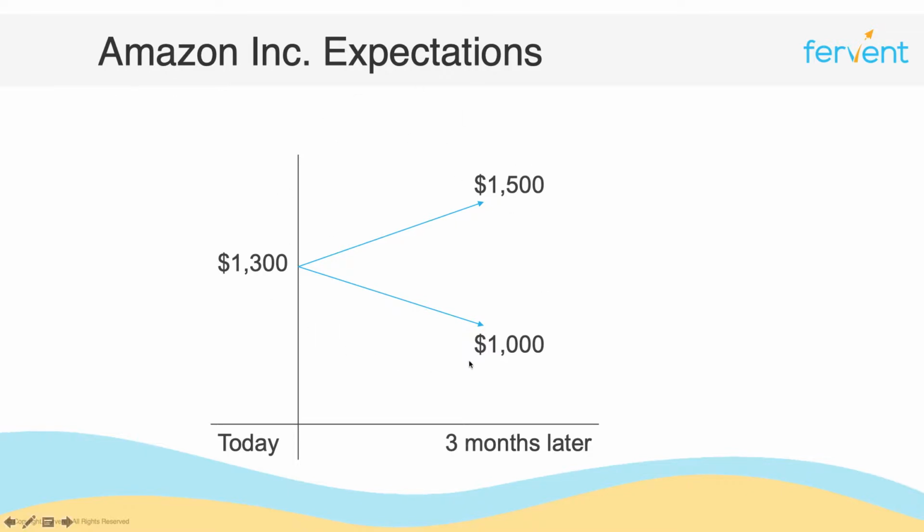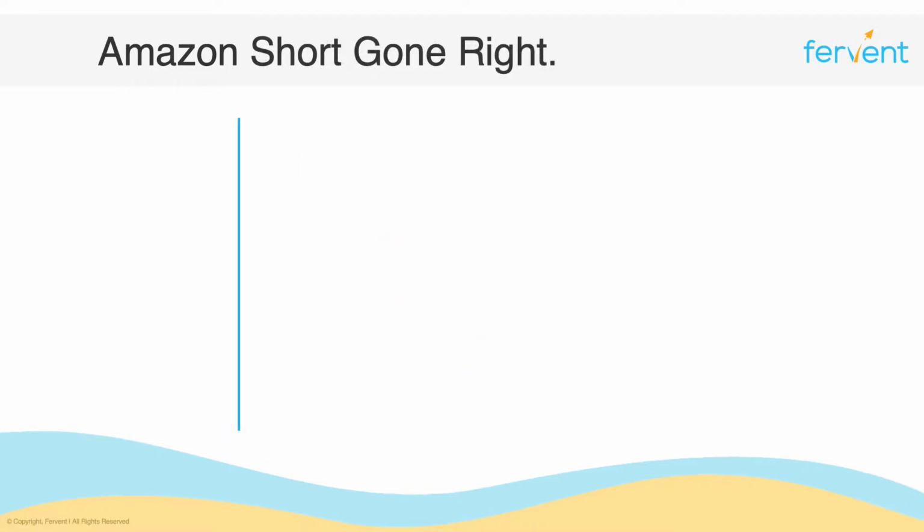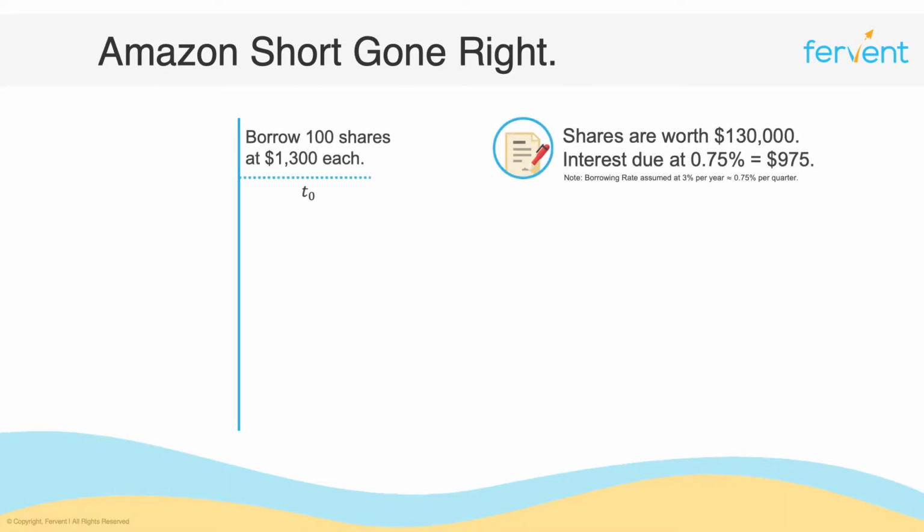And if we believe this forecast, then it might make sense for us to go ahead with a short strategy. So let's consider what this might look like. Again, we have our timeline, and we're saying at t0, so today, we might borrow 100 shares at $1,300 each. So that would take us to a value of $130,000, because we have 100 shares at $1,300 each, so that's 130K. And we're saying that we borrow the shares at 3% per year for 3 months. So for 3 months, that will work out to 0.75% interest. And we expect to pay our broker $975 3 months down the line.